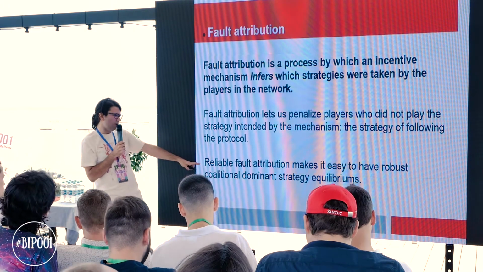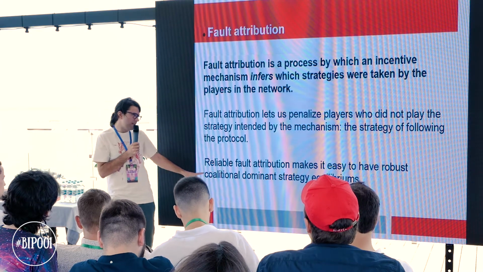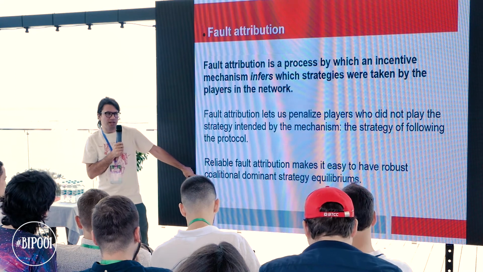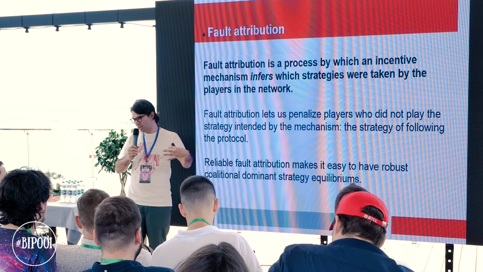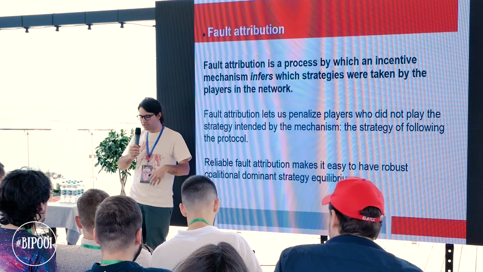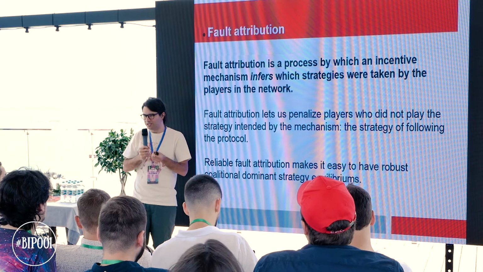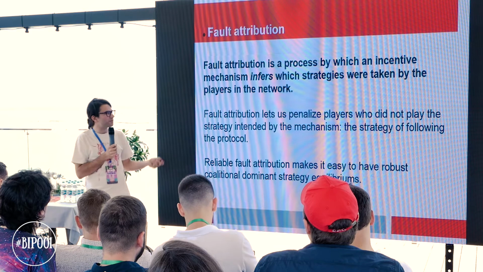So for example, if we can always tell who deviated from the protocol, then it's actually really easy to get a robust coalitional dominant strategy equilibrium, because anyone who deviates from the protocol gets penalized. And so even if people form a cartel that has 80-90% of the weight, they will be penalized for deviating from the protocol, because the incentive mechanism will be able to infer that they were responsible for these faults.